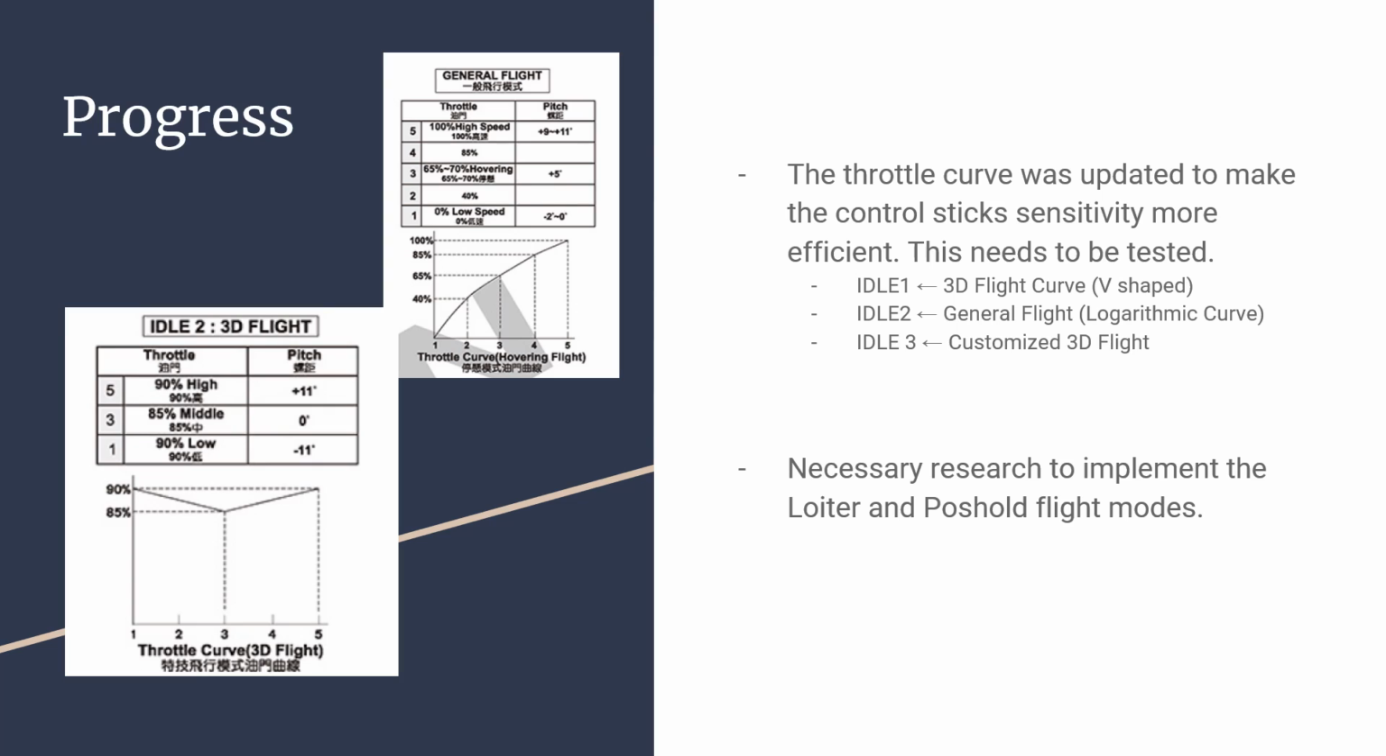A third customized 3D flight curve was added in order to resemble the graph you can see on the left more faithfully, as the resulting graph in the control sticks did not bear noticeable resemblance to the graph. This new configuration still needs to be tested. The next time we test the helicopter, we can test the loiter and pause hold flight modes since we have done some research on the parameters we can tune depending on the errors that emerge.